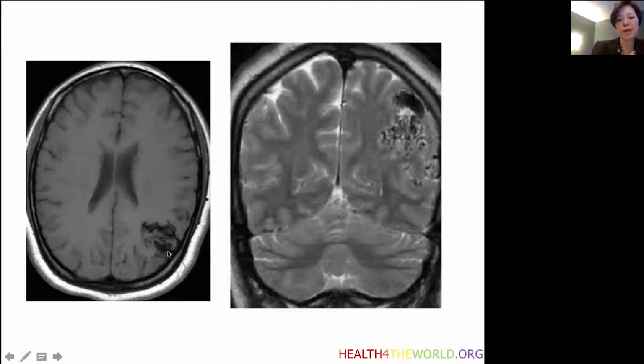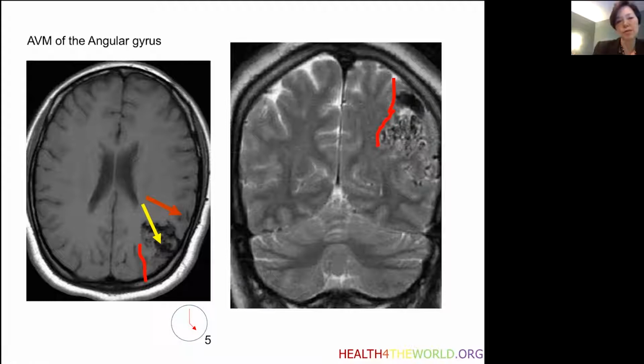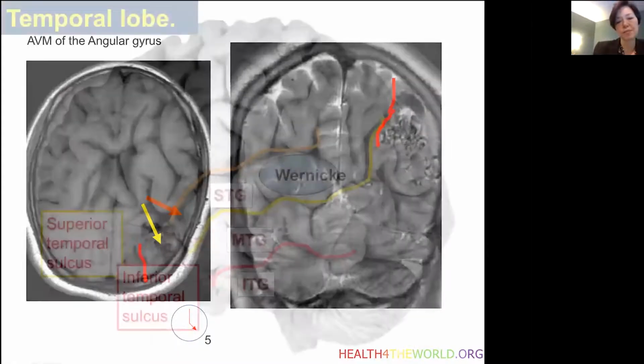This is an AVM, arteriovenous malformation, in the brain. This is kind of posteriorly located. That's the parietal lobe. Well, in the parietal lobe is the superior parietal lobule, supramarginal gyrus, or angular gyrus. The superior parietal lobule is medial to the intraparietal sulcus, so this is the superior parietal lobule. The AVM is more lateral, and if you look, this is about 5 o'clock. 5 o'clock is the angular gyrus, right? So this is the AVM of the angular gyrus.